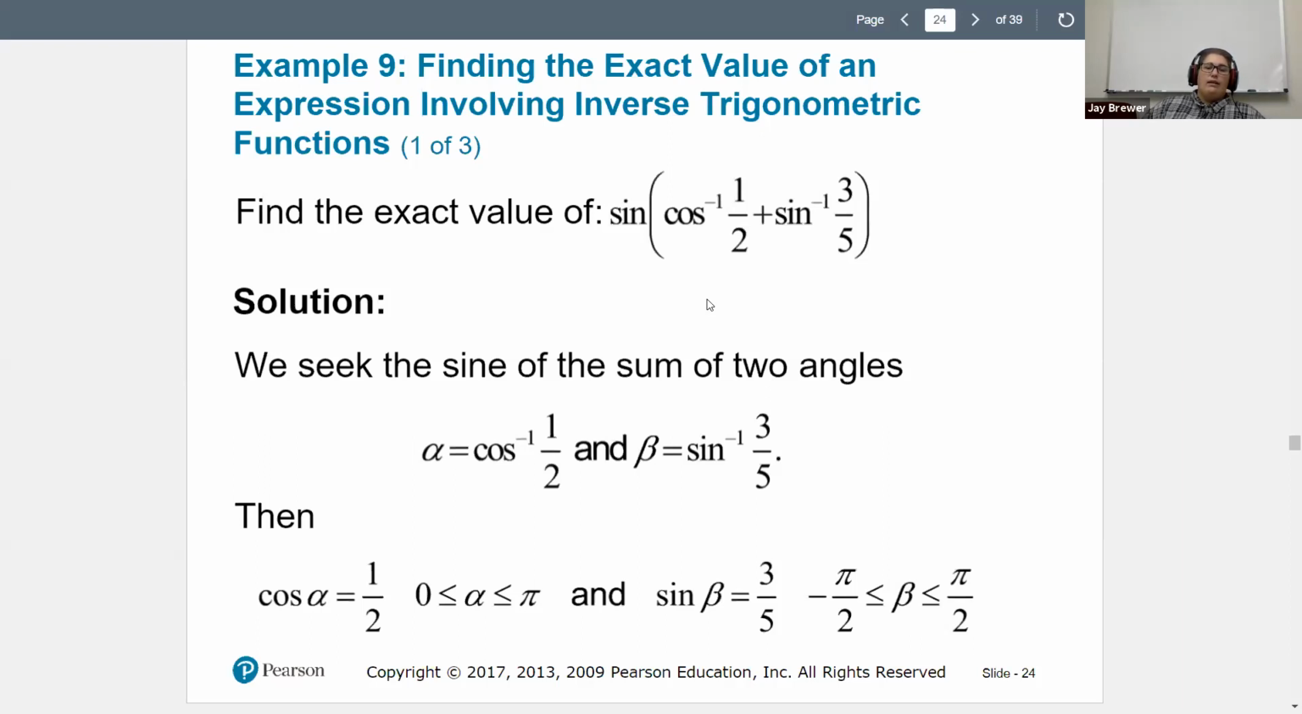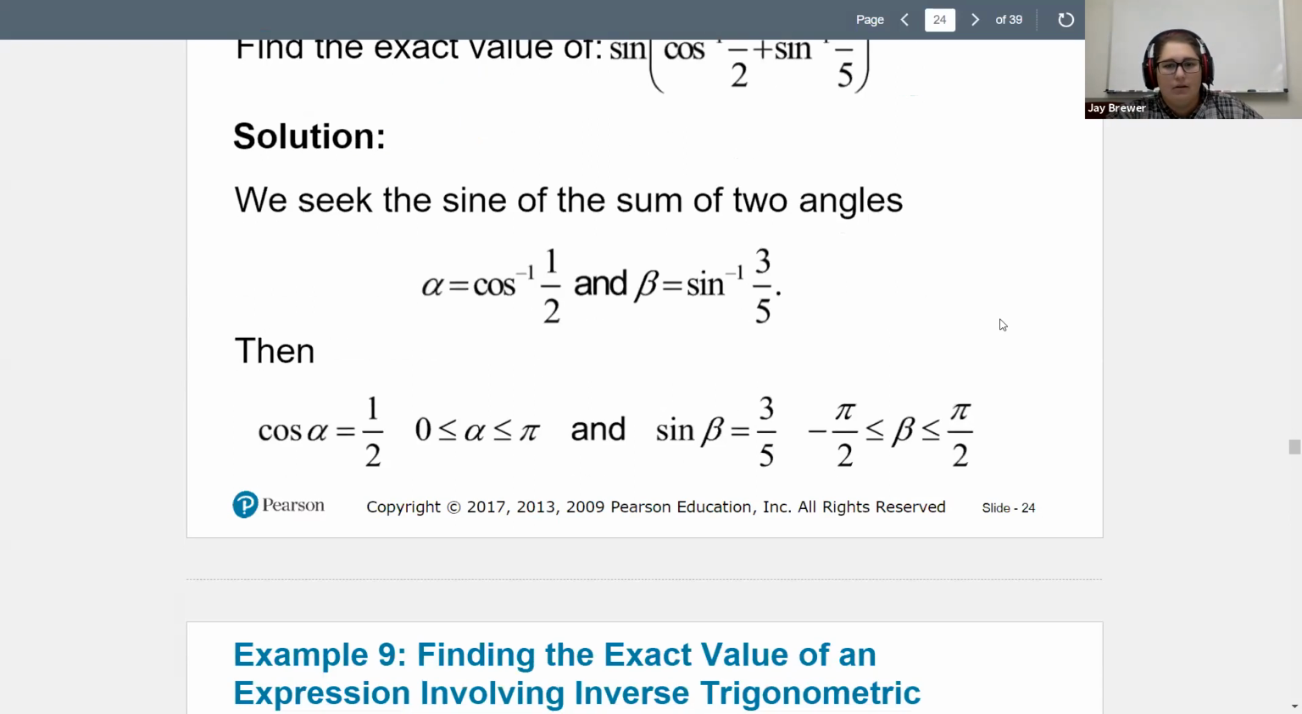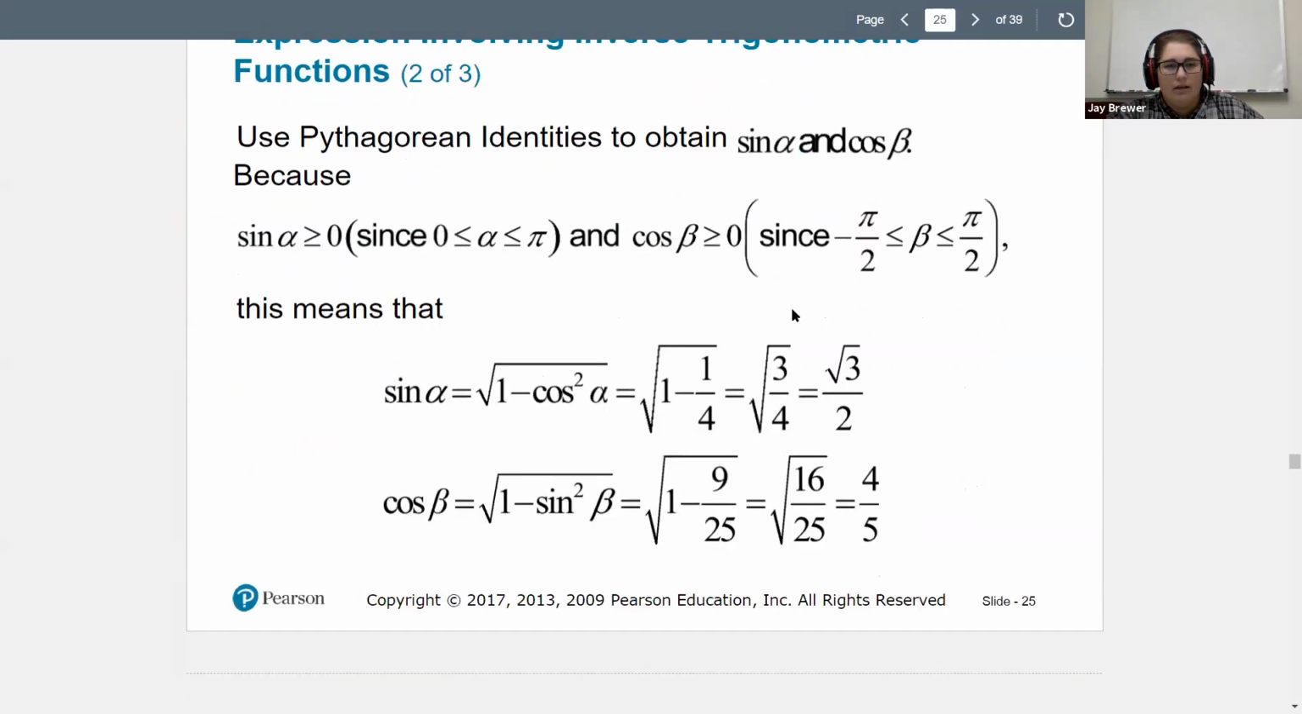Well, if we rewrite it so that alpha is equal to the inverse cosine of 1/2 and beta is equal to the sine inverse of 3/5, then we can find that cosine alpha equals 1/2 as long as we pay attention to the restriction. And then sine beta is equal to 3/5, again, paying attention to your restrictions. Okay? We're going to use the Pythagorean identities to obtain sine alpha and cosine beta. So we get radical 3/2 and 4/5.